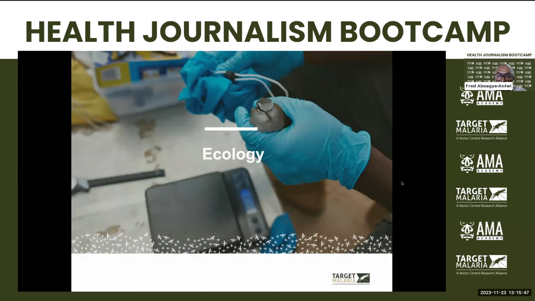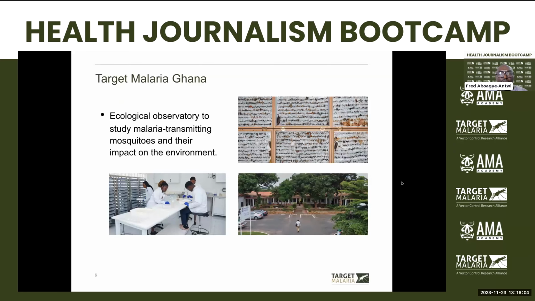I will be talking about the work that is going on in Ghana in support of the regulatory aspect of gene drives. Our work here involves establishing an ecological observatory to study malaria transmitting mosquitoes and their impact on the environment in general.